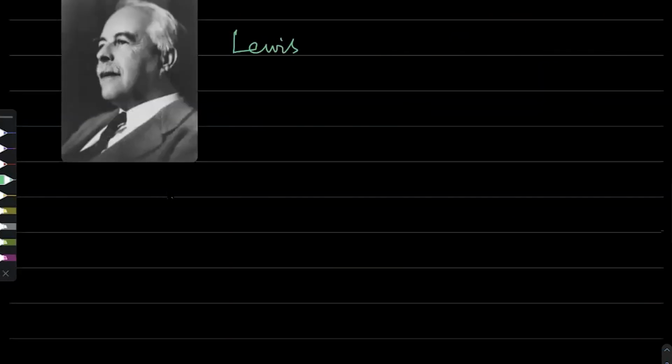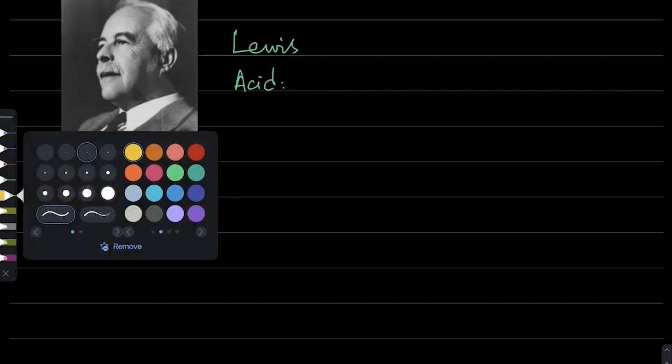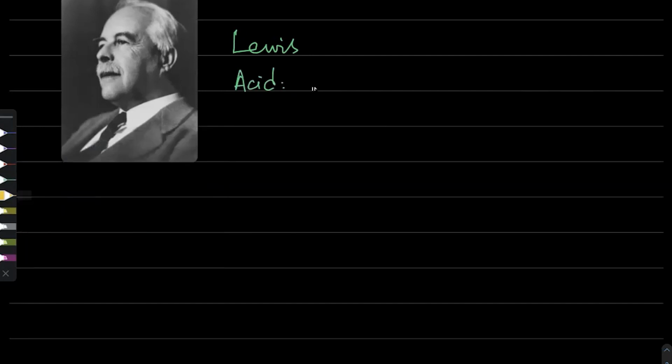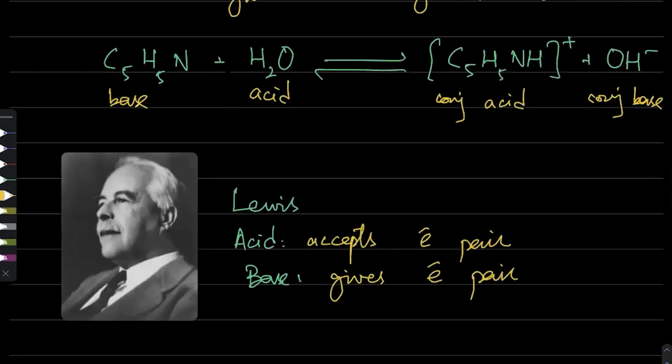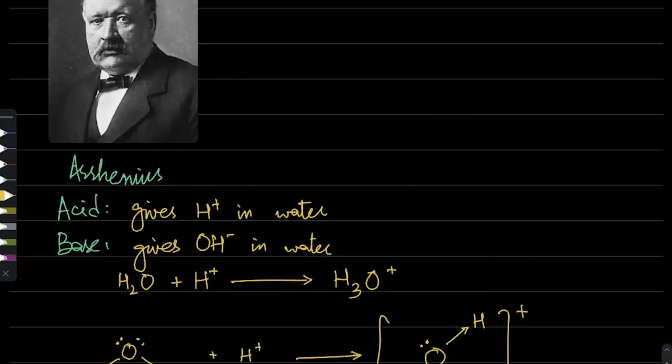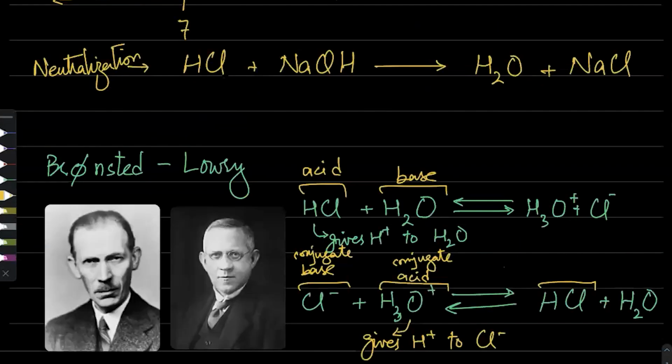So what does Lewis say? He says the hydrogen ion is looking for a pair of electrons. So basically, an acid just looks for a pair of electrons. It accepts an electron pair, and a base gives an electron pair. And that's remarkable, because now all of those things that were being left out by these theories start to make sense. And not just that, they also start to make sense in terms of electron pairs.